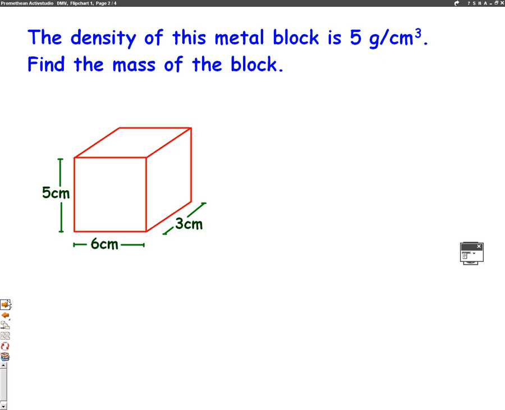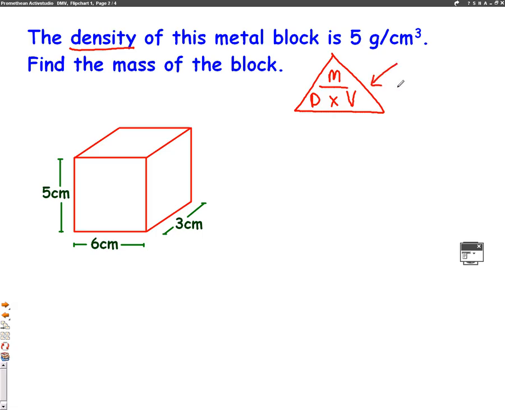The density of this metal block is 5 grams per centimetre cubed. Find the mass of the block. So any question with the word density in, we need to start by writing down the density, mass, volume triangle, which looks like this: density, mass, and volume. So anytime we see the word density, we're going to write down this formula triangle.